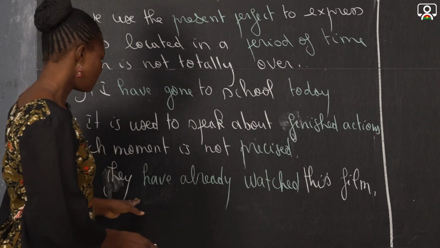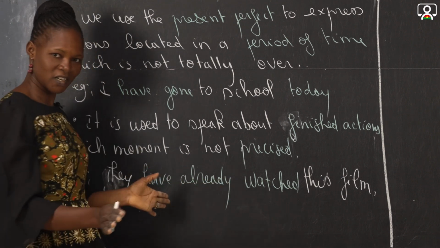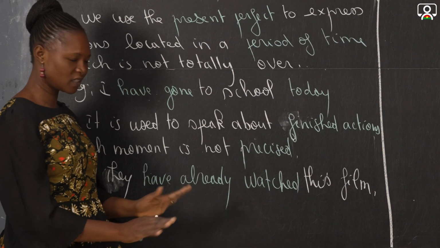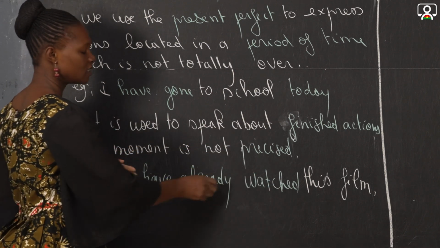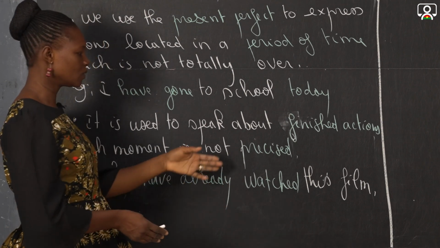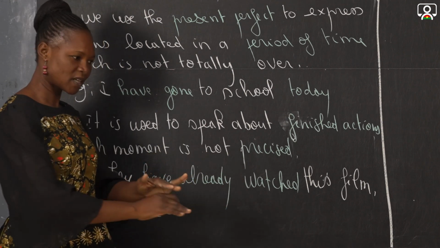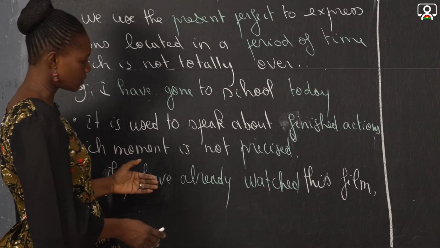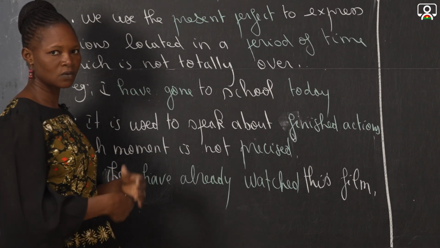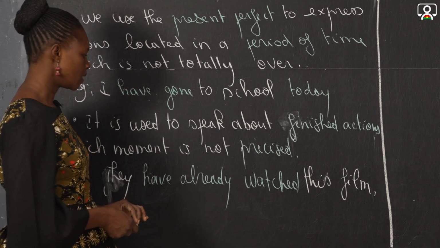So here the action is to watch. It is finished. We are not watching the film now. When we don't know exactly when, we say that it is already done. So the moment is not precise, but the action is finished. So when we have this kind of action, we use the present perfect to speak about them.